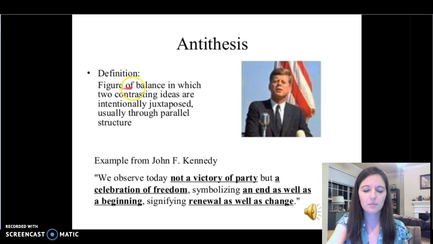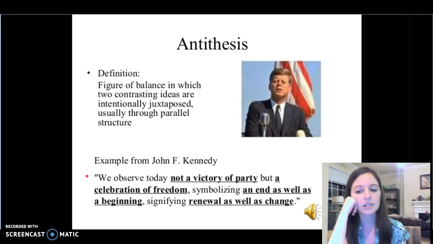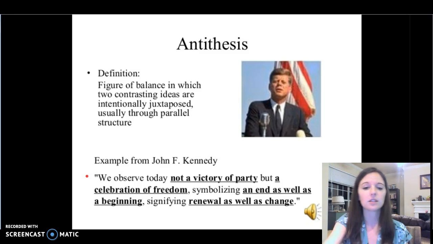Antithesis is a balance in which two contrasting ideas are intentionally juxtaposed, usually through parallel structure. This is a pretty heavy definition, so let's use this example to break down what that definition means. This is a quote from President John F. Kennedy, and it says, "We observe today not a victory of party, but a celebration of freedom, symbolizing an end as well as a beginning, signifying renewal as well as change." That's a nice quote. So let's use this to look at the definition.